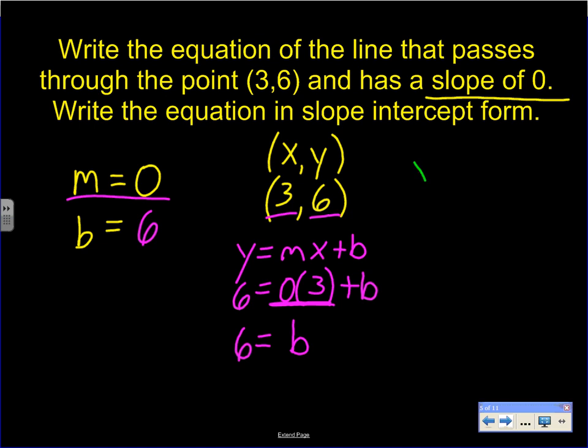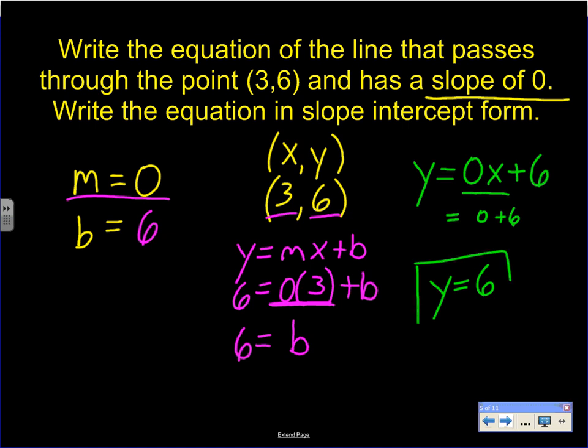And now we can write our equation. So we have y is equal to mx. M is 0. X plus b. And we found b to be +6. Now we don't want to leave our equation like this, because we know that 0 times x is going to be 0, and 0 plus 6 is going to be 6. So our equation should say y is equal to 6. And from our graphing section, we know if it is y is equal to 6, it's going to be a horizontal line that crosses the y-axis at a +6.